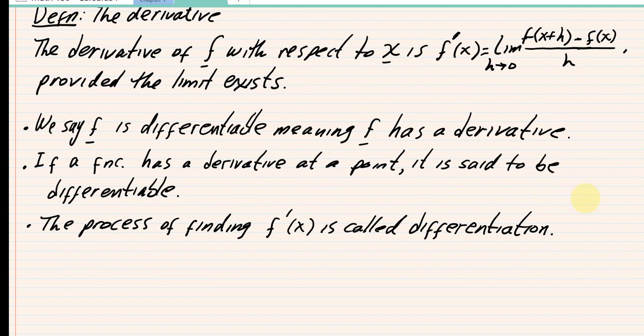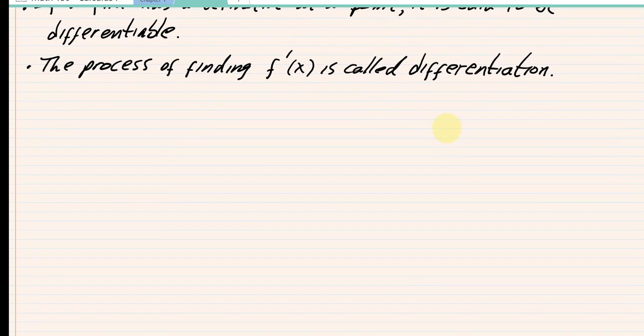So remember, we say a function is differentiable, that means it has a derivative. And if a function has a derivative at a point, we also say that the function is differentiable. So that's what those two terminologies mean. Now, what is differentiation? Differentiation is simply the process of finding the derivative. That's all that is, which is f prime of x for us. Okay. Now, again, I emphasize the derivative may not exist at a point, and we'll see that throughout the lecture.